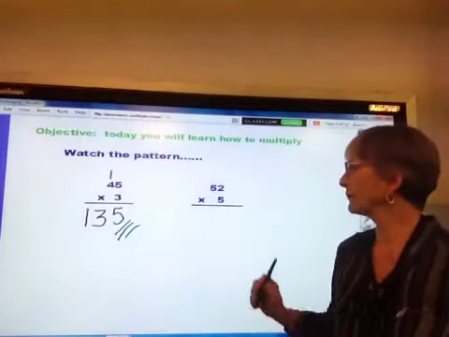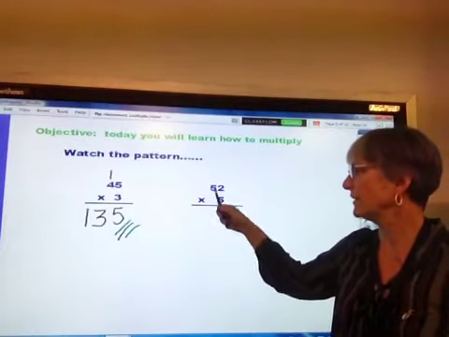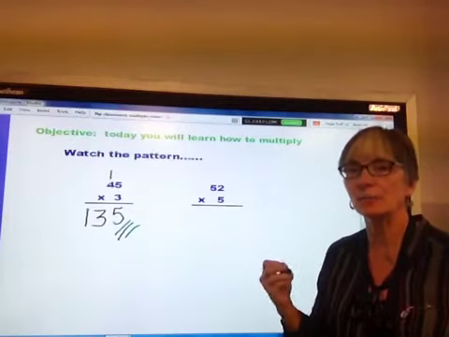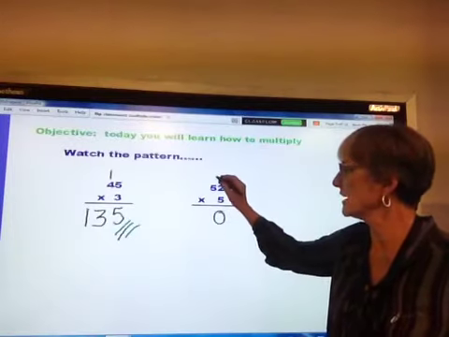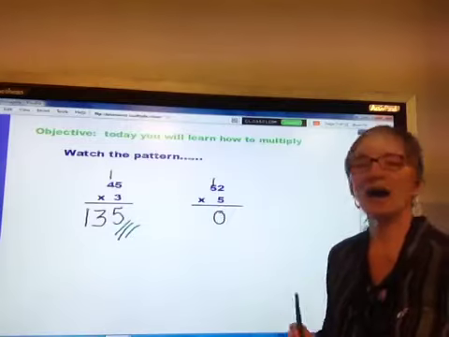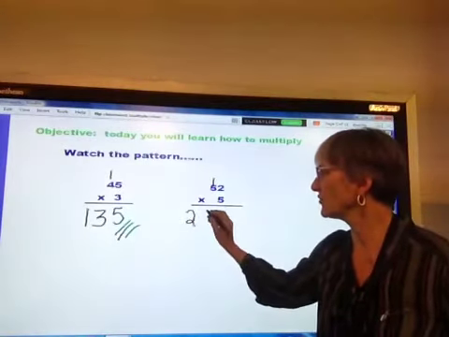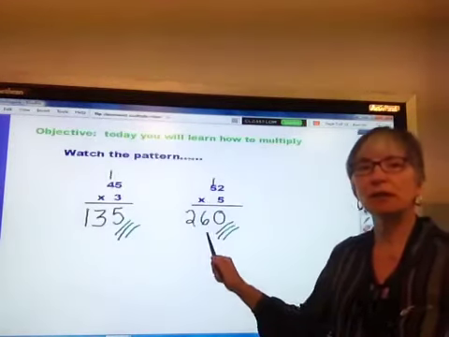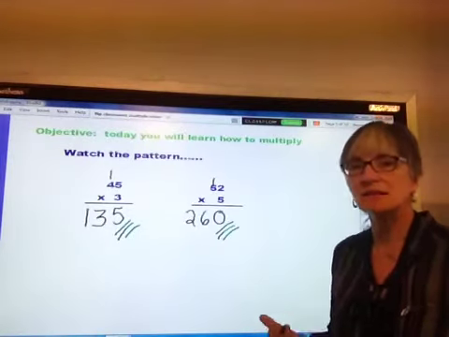Now look at this one. Again, we're going to multiply the digit in the ones place first. 5 times 2 equals 10, because 5 plus 5 equals 10. We write the digit in the ones, carry the digit in the tens. 5 times 5 equals 25, plus 1, 26. 5 times 52 equals 260. This is multiplication.